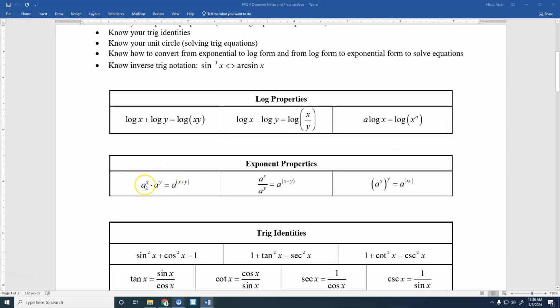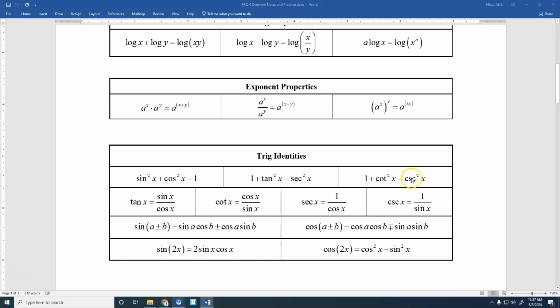Our exponent properties: if I have 2 exponential expressions with the same base, I can put those together by adding the exponents whenever they're multiplied here. If I have division, I subtract the exponents. If I have a power to a power, I multiply the exponents. Okay, so those are important to know. And then these are all the trig identities that we had to memorize here.